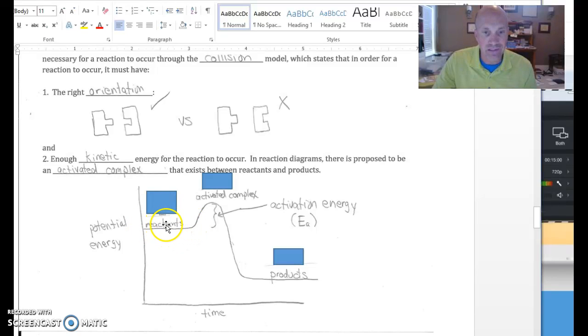If these reactants were to collide with each other with enough kinetic energy, they would absorb some of that kinetic energy. That's going to create something that has higher energy than the reactants originally had. We call that thing an activated complex, and then eventually this would lead to products. Activation energy is the term given to the amount of energy that you have to put into the reactants in order for the reaction to occur.